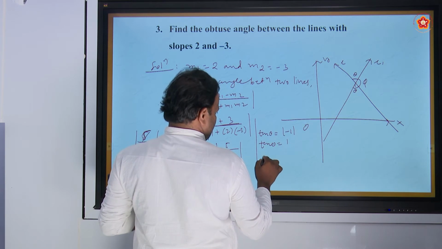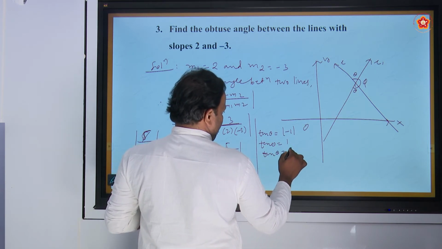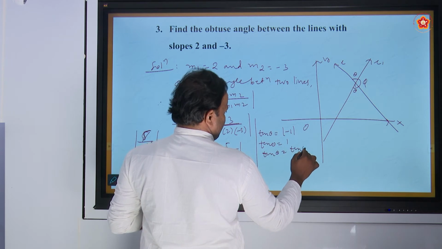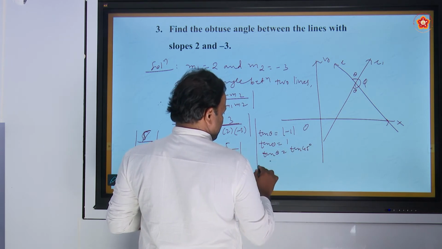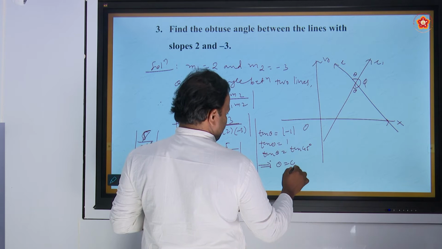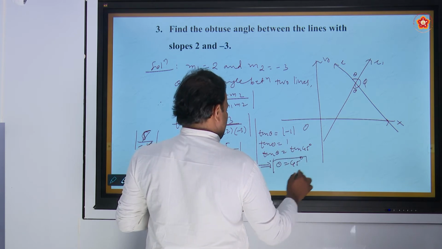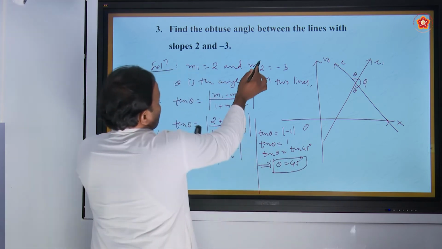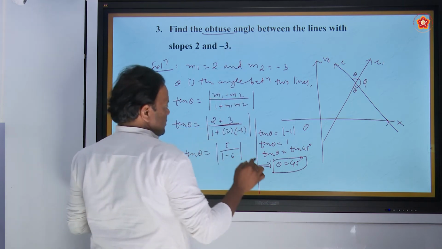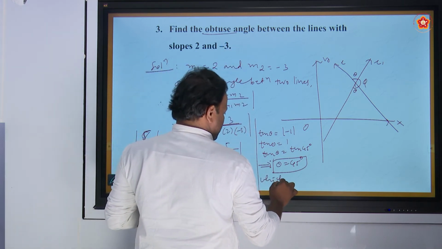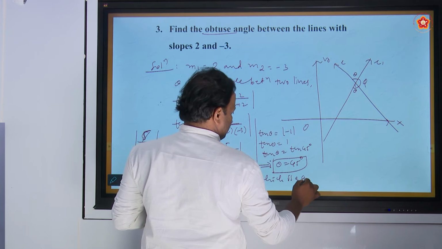So, it is clearly tan theta is equal to tan 45 degree, which is nothing but 1. So, this implies theta equal to 45 degree. Actually, theta is the acute angle. We need the obtuse angle here, as it is asking for the obtuse angle, which is not the acute angle.